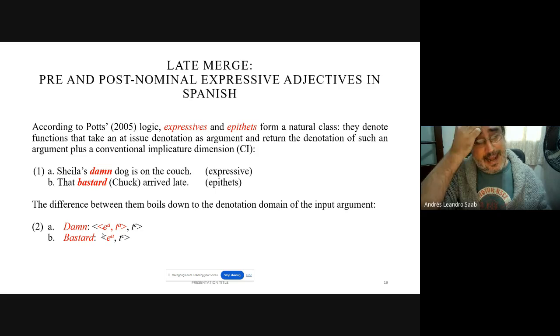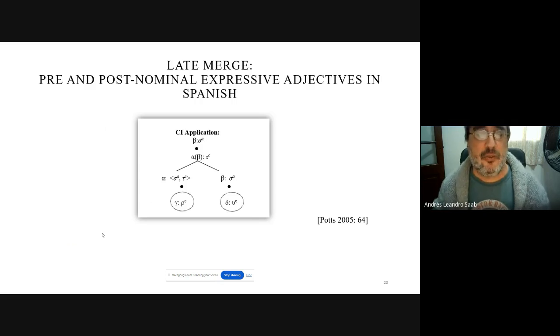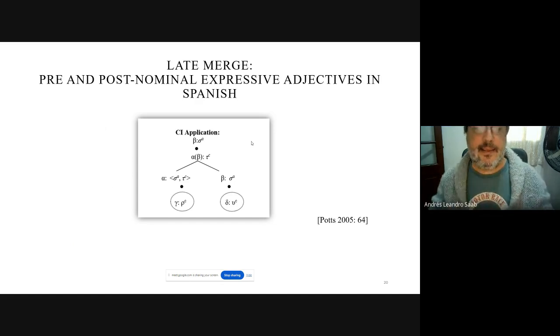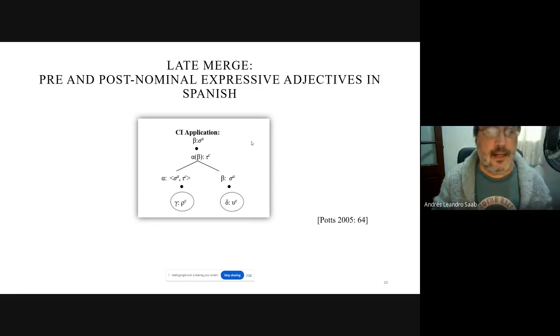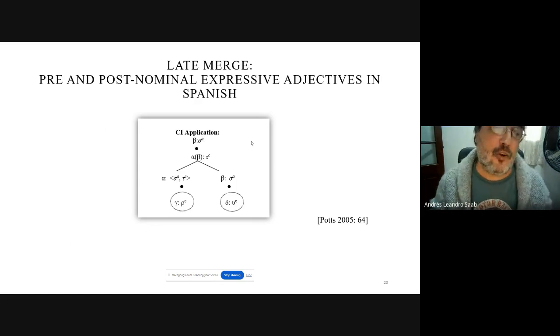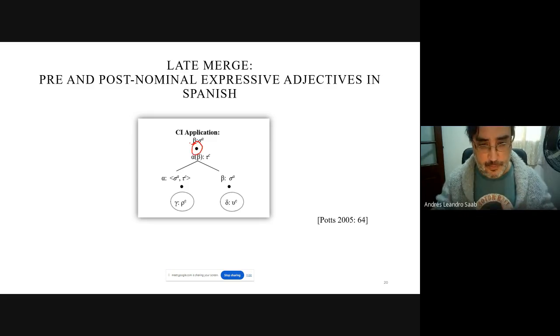Okay, so for him, "Sheila's damn dog is on the couch" or "that bastard Chuck arrived late" are subject to basically the same axiom of semantic composition, which is what he calls CI application, conventional implicature application. This rule is given by an expressive operator that takes an at-issue element and returns the same at-issue element in the truth-conditional dimension and adds a conventional implicature in another meaning dimension. He used this bullet to separate meaning dimensions.